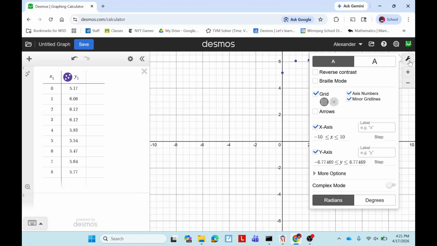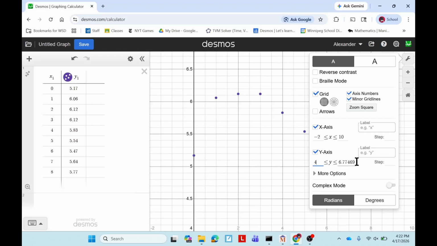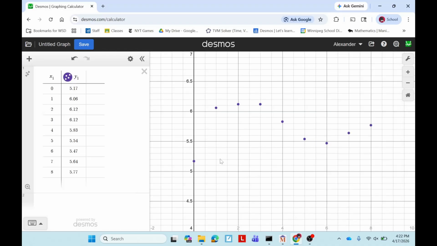We can also adjust the window here. So my x values go from 0 to 8. So maybe I want my x-axis to go from -2 to 10. And my y values seem to fluctuate between 5 and 6. So maybe we can adjust our y values to go from 4 to 7 to get a better visualization. You don't have to do this if you don't want to, but you can. It can help visualize what is going on with the data. So you can see here that we have this S shape. So this is going to be a cubic function, okay?